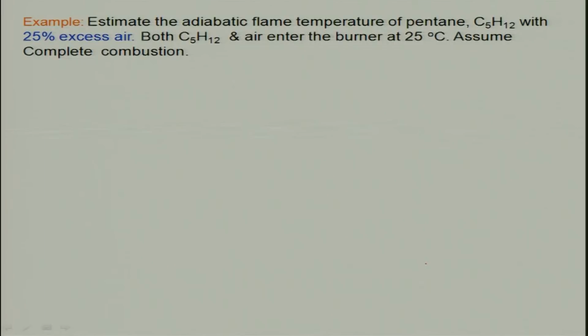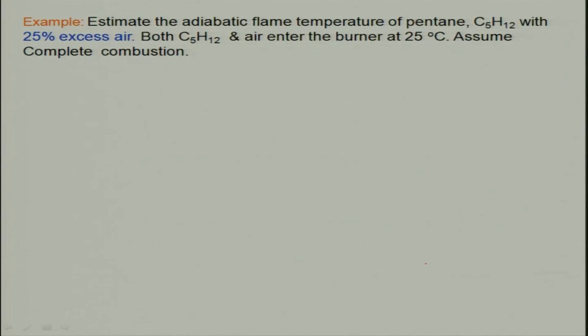Now we will take an example to estimate the flame temperature of pentane, C5H12, with 25% excess air. Both pentane and air enter the burner at 25 degrees Celsius. When we are talking about the burner, what is the meaning? The meaning is that we will be using an open system. This is a burner, flow is taking place, so an open system is an obvious choice, and assume that complete combustion is taking place.